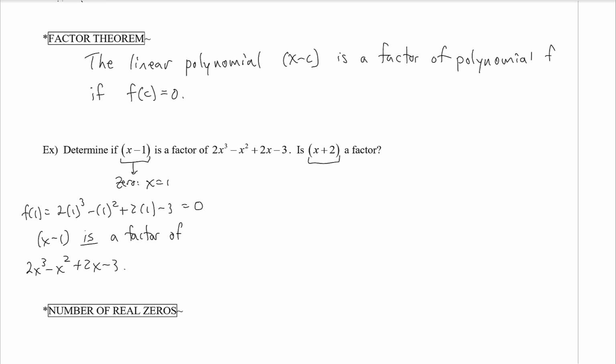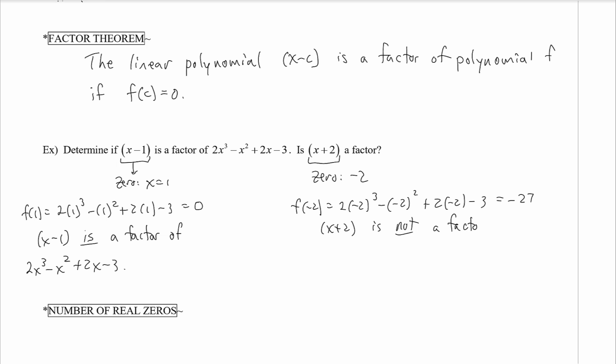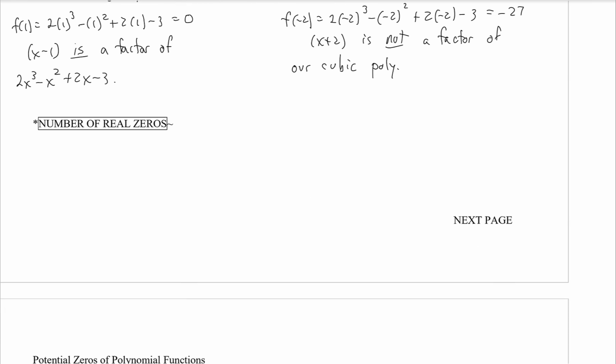Well, what about x plus 2? Its 0 would be negative 2, so let's plug negative 2 in. Again, this all hinges on me not messing up the arithmetic. I believe that works out to be negative 27. So x plus 2 is not a factor of our cubic polynomial. It's a factor of something else, but it's not a factor of that particular cubic. Okay.